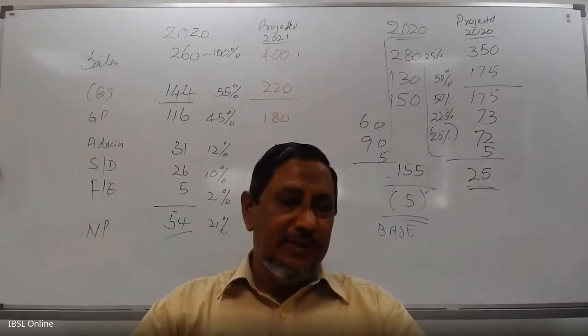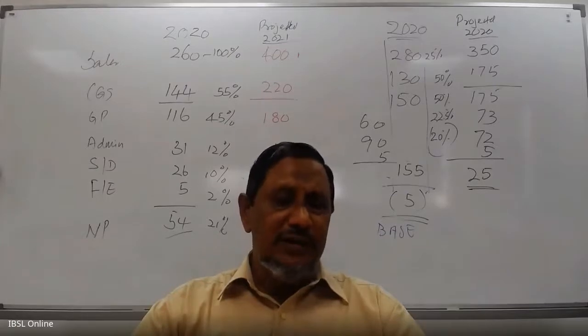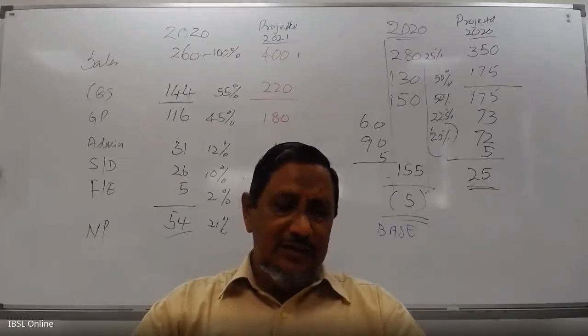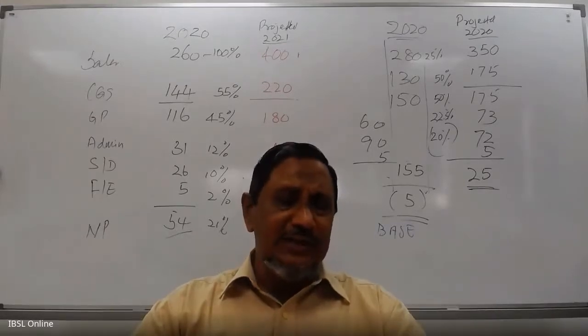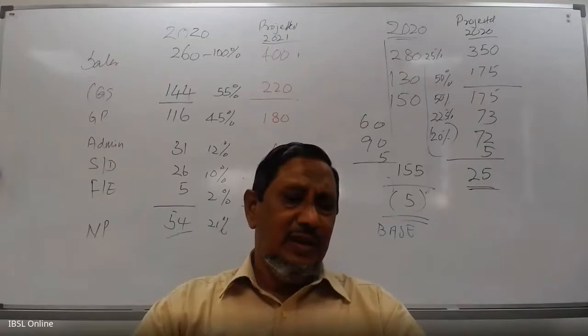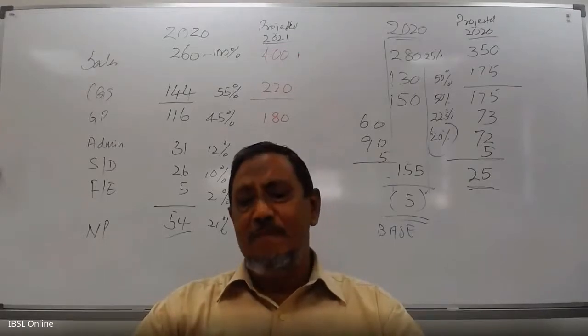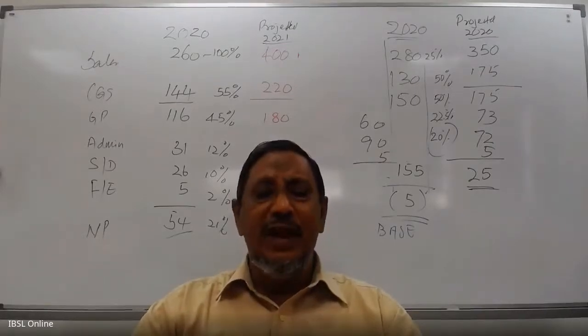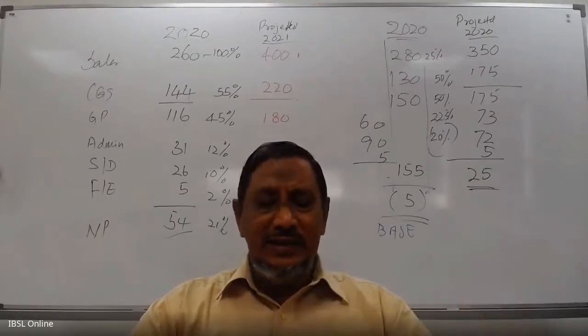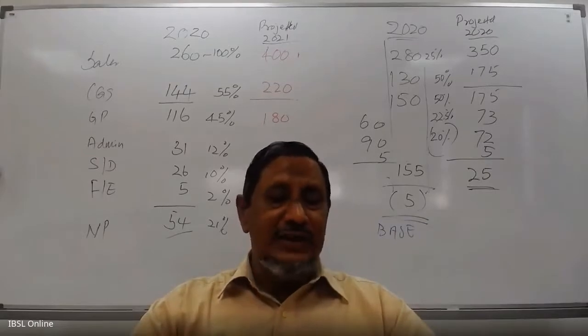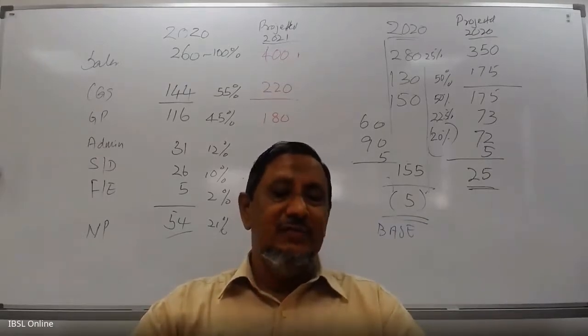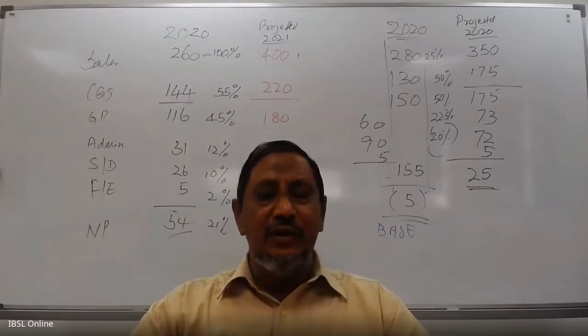For example, last morning I mentioned that gross profit margin has increased, right? But net profit has decreased. So there is some problem in the business. Identify the trouble spot where the problem is. Either it is in the administrative expenses, selling and distribution expenses, or financial expenses. What are the controllable areas? What are the uncontrollable areas?